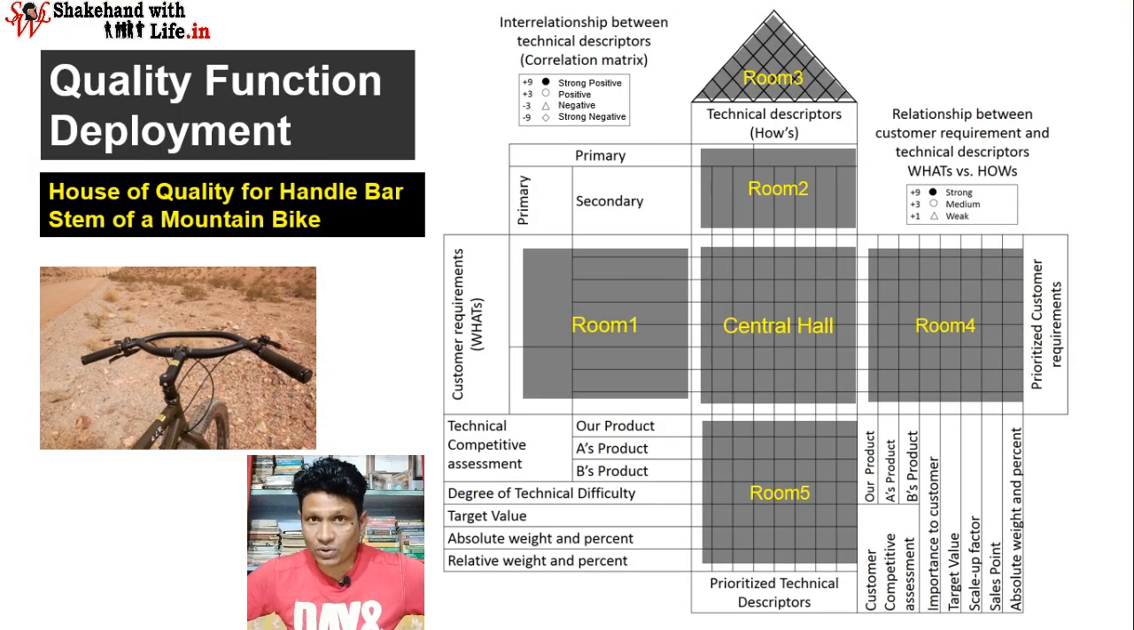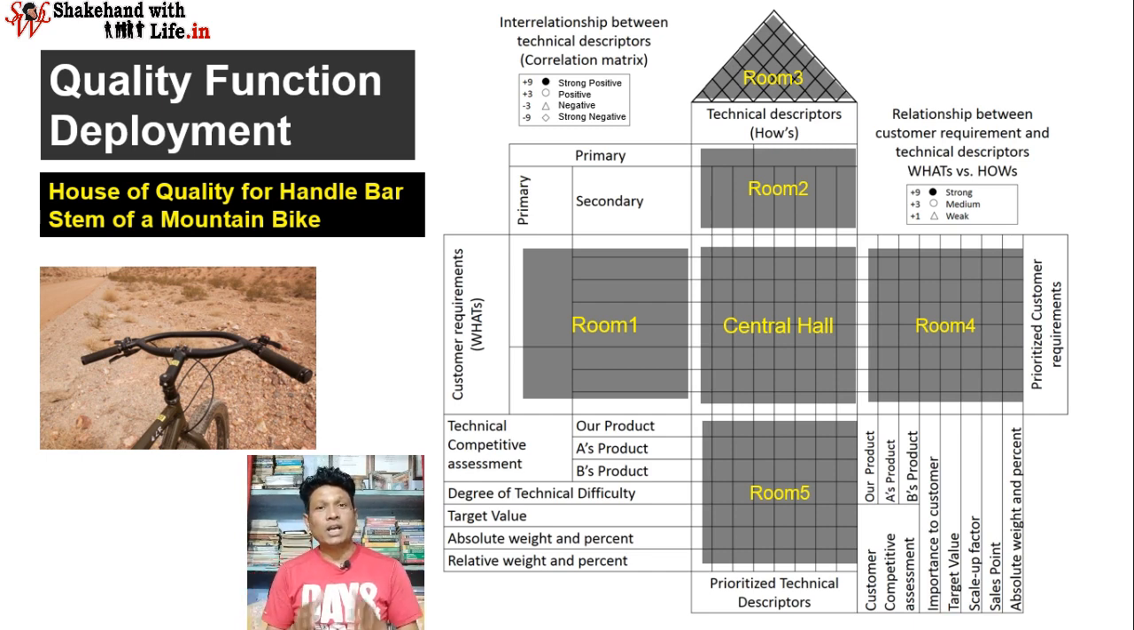I am Narendra Sharma, and in this video I am going to tell you how to construct the house of quality for a particular product on the basis of customer requirements. You know that the house of quality is the main part of quality function deployment. Here in the quality function deployment, the QFD team prepares or constructs the house of quality on the basis of customer requirements and finds out the product design requirements using the house of quality.